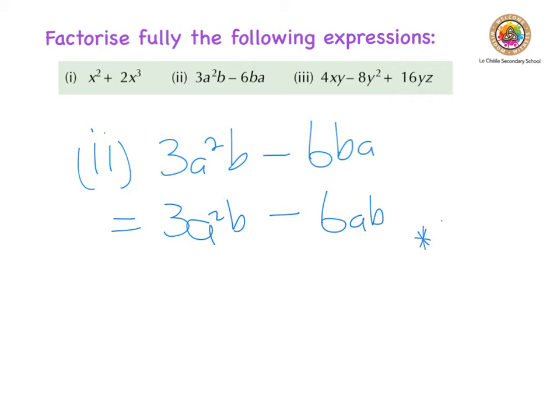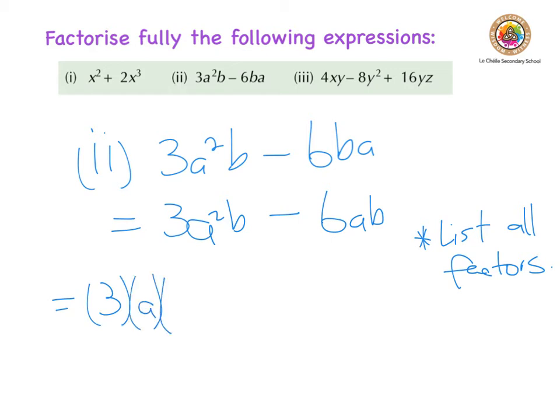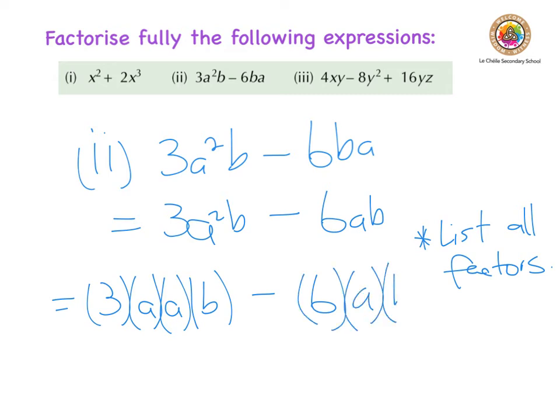Okay, and then just as we did in the last one, what are we going to do? We're going to list all the factors. So here I'll rewrite this. Well, that's 3 times a squared, which is a by a, or a to the power of 2, times b, minus 6 times a times b. Here I do know that 6 actually could be broken up, couldn't it? It's 3 multiplied by 2. So that's all of that tidied up now.